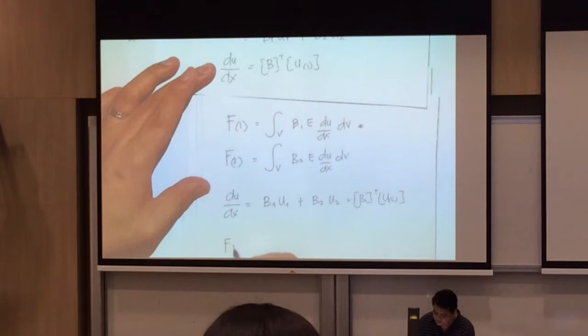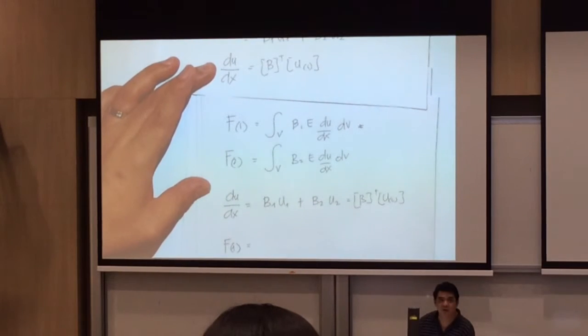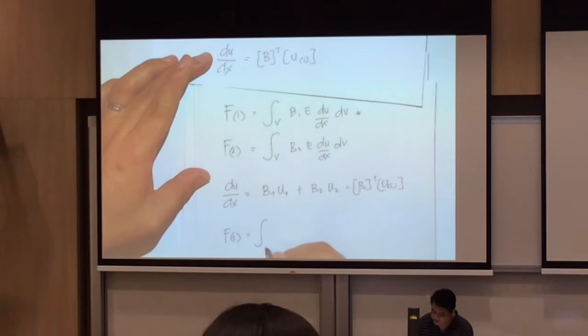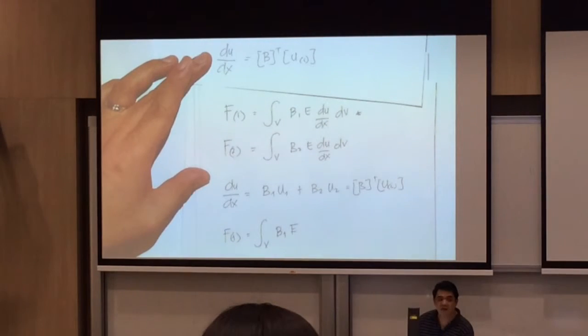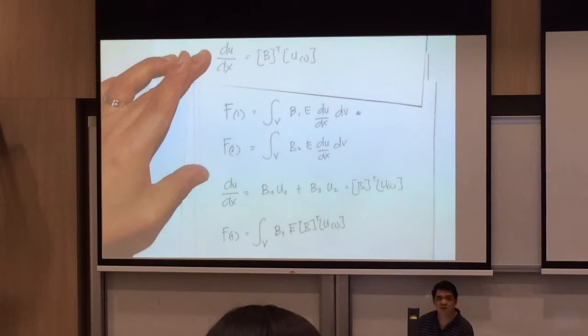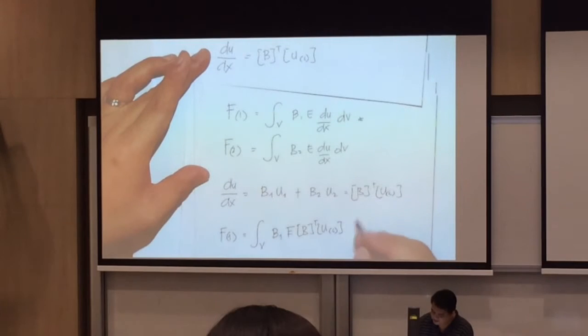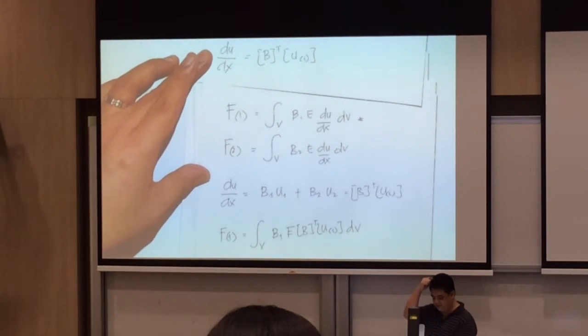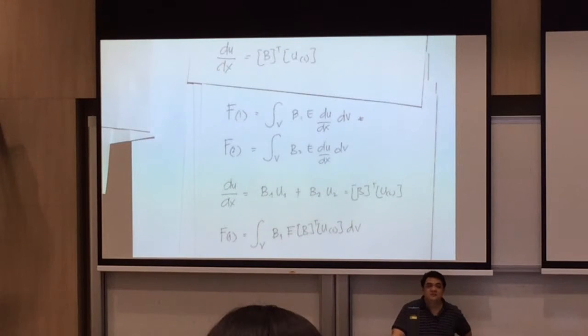So F1 now will be equal to the volume integral B1 multiplied by E multiplied by B transpose UI multiplied by dV. There you go. Yeah, I think it's getting better now, yes? Yeah, it's getting better, really.